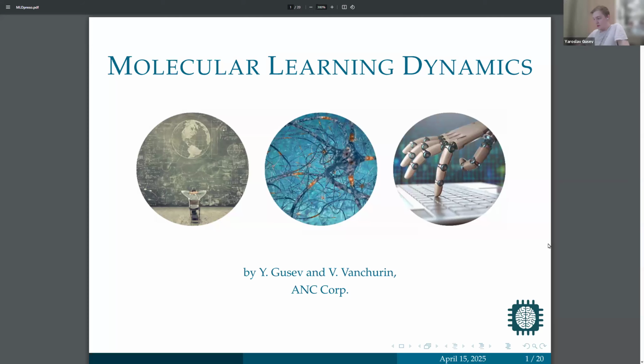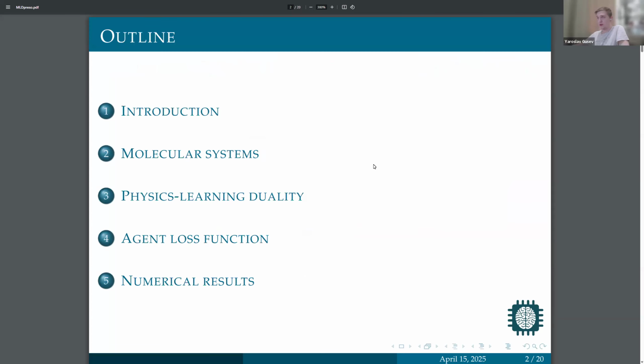Okay, so today I'm glad to present the results of our work that we just submitted as a preprint. This is the molecular learning dynamics work. So this is the outline of my talk today. We'll start with some introduction, then we will discuss how molecular systems may be described with classical mechanics, and how the equations of motion can be derived and how they can be generalized.